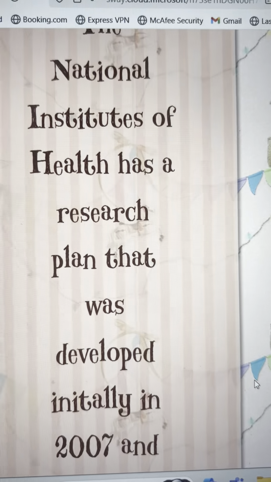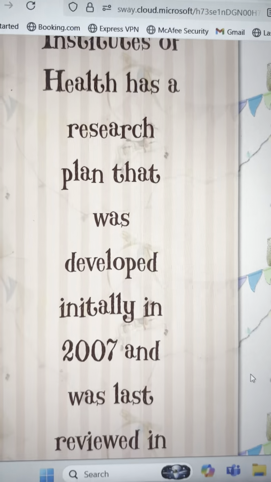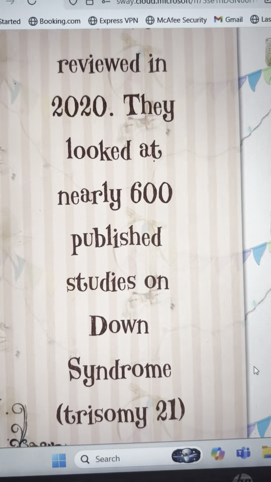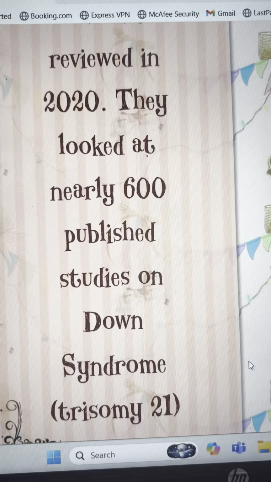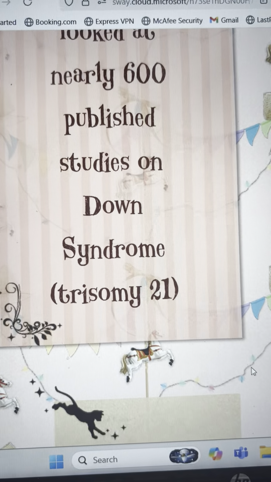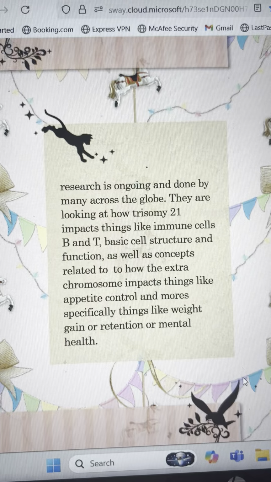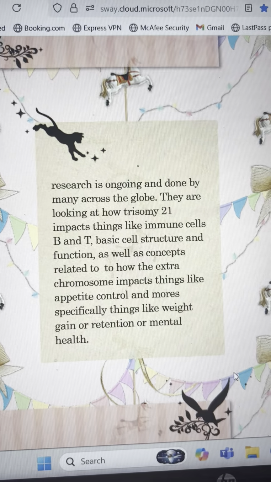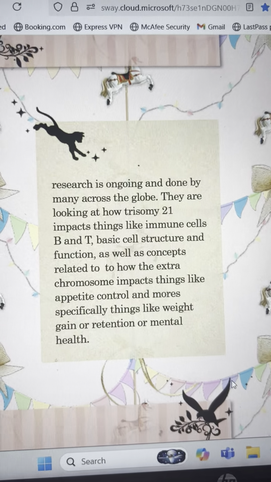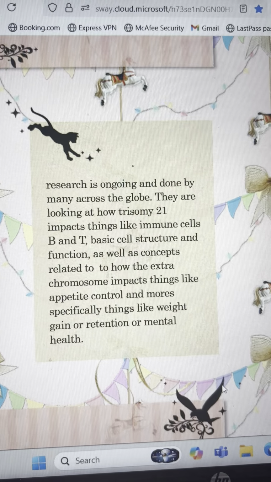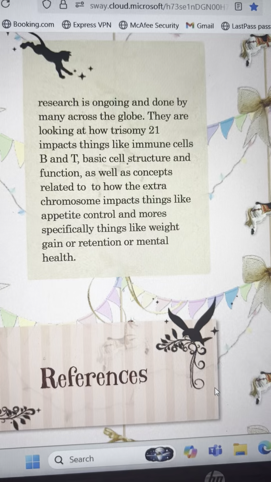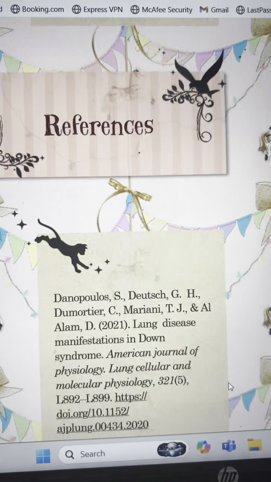Research: the National Institute of Health has a research plan that was developed in 2007, last reviewed in 2020. They looked at nearly 600 published studies. There were thousands. And they are just trying to pull things together on research that's going on across the globe, looking at how it impacts things like the immune cells, T's and B's, basic structure, function, concepts, just down to appetite control and things like weight, mental health, etc.